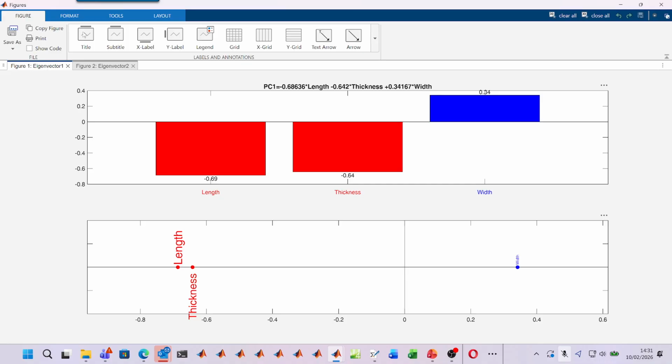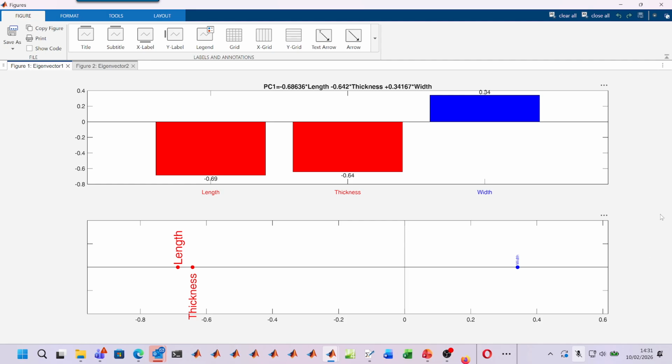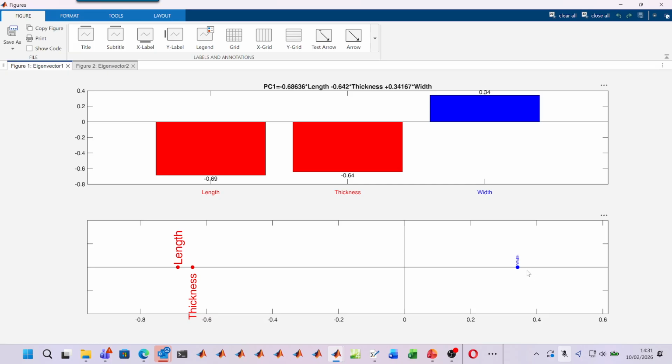Then look at the different colors and the label, which is as large as the magnitude of the correlation, right? Therefore, you see that width has an effect which is much smaller than that of the other two. And therefore here it appears with the label which is very small.